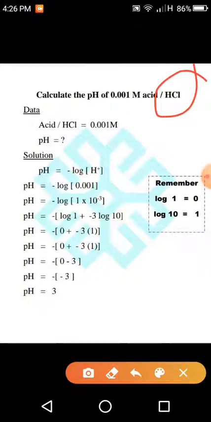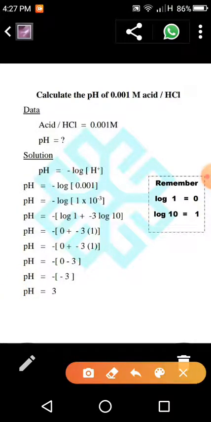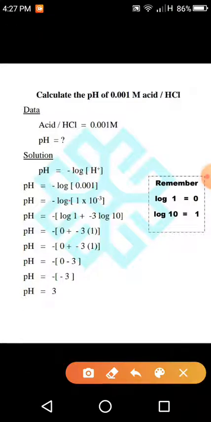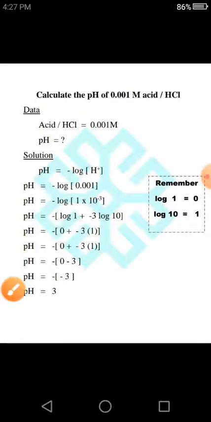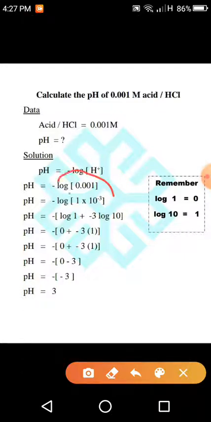Now, place the formula of pH, that is pH is equal to minus log H plus. Okay, it is the formula of pH. Now, place the value of HCl or acid or hydrogen in the bracket like this. Now we have to convert the value into the exponent. If we have the value 0.001, you can see there are 3 digits after the point. So we have to write 1 exponent minus 3. Exponent means multiply by 10.